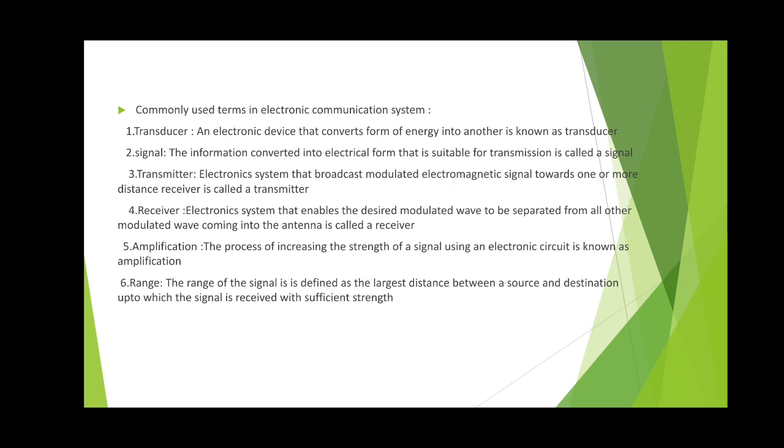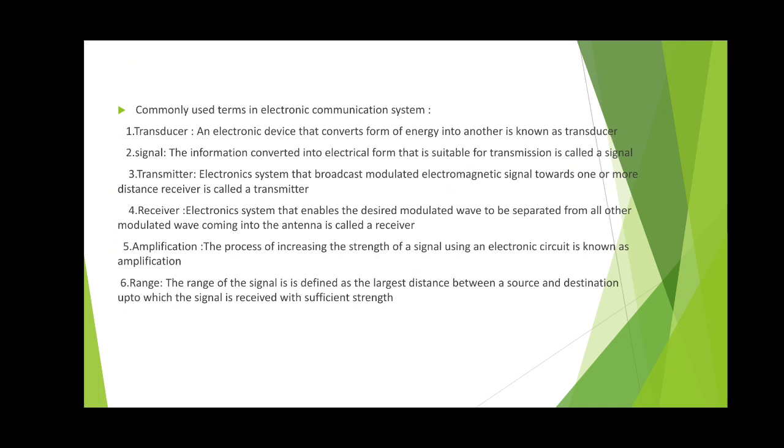What is the work of a receiver in electronic communication? It takes the modulated signal and separates the carrier wave and signal. This process is called demodulation. So demodulation takes place at the end of a receiver. For example, a TV is a receiver, an antenna is a receiver which receives the signal, and it separates the carrier wave and electromagnetic signals and amplifies this signal.